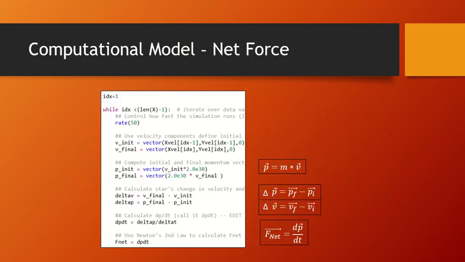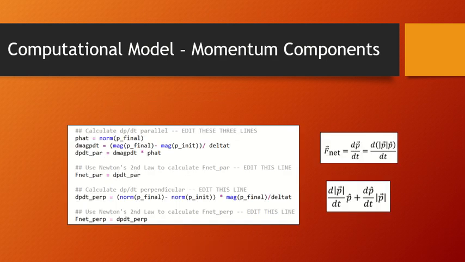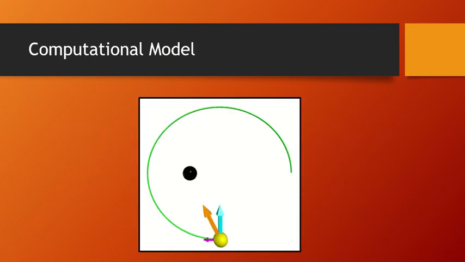Then I calculated the net force. I found this by calculating the initial and final momentum, which are equal to the mass times the velocity. Then I found the delta of momentum and velocity by knowing that they are their final values minus their initial values. Finally, I got the net force by dividing the change in momentum over the change in time. Then I decomposed the net force by finding its perpendicular and parallel components, applying the appropriate formulas displayed in this slide. This is a screenshot of my computational model, where the cyan arrow represents the perpendicular force, the magenta arrow represents the parallel force, and the orange arrow represents the net force.